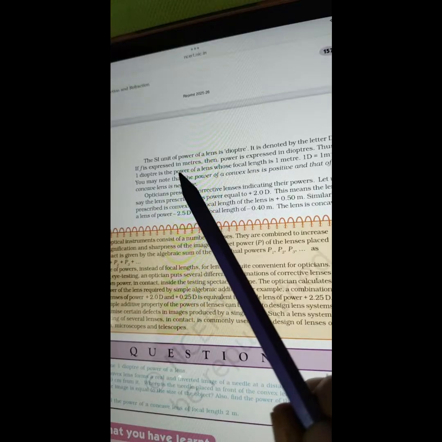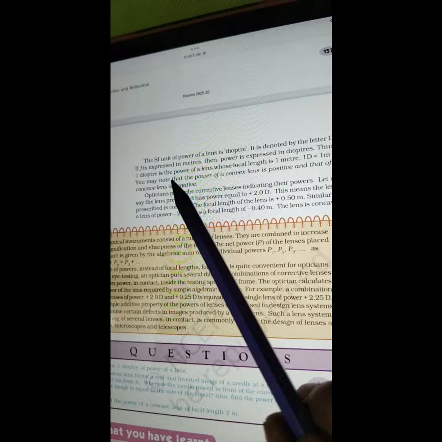The SI unit of power of a lens is the diopter. It is denoted by the letter D. If f is expressed in meters, then power is expressed in diopters. Thus, 1 diopter is the power of the lens whose focal length is 1 meter. 1 diopter is equal to 1 per meter. You may note that the power of a convex lens is positive and that of a concave lens is negative.